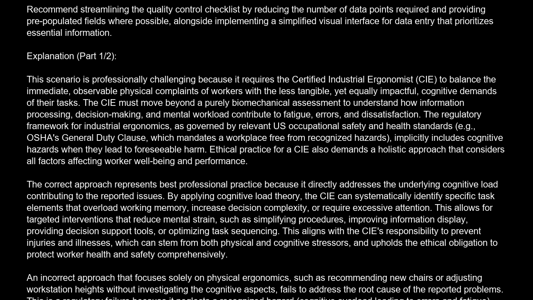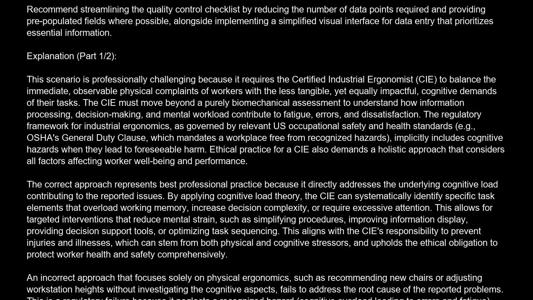The CIE must move beyond a purely biomechanical assessment to understand how information processing, decision-making, and mental workload contribute to fatigue, errors, and dissatisfaction. The regulatory framework for industrial ergonomics, as governed by relevant U.S. occupational safety and health standards, e.g., OSHA General Duty Clause, which mandates a workplace free from recognized hazards, implicitly includes cognitive hazards when they lead to foreseeable harm. Ethical practice for a CIE also demands a holistic approach that considers all factors affecting worker well-being and performance.